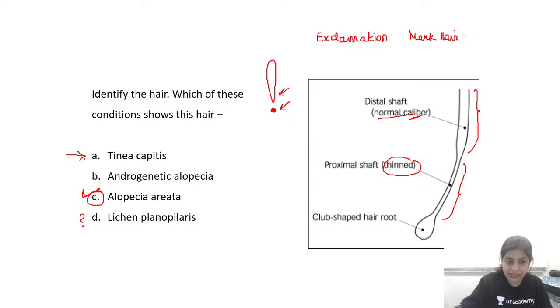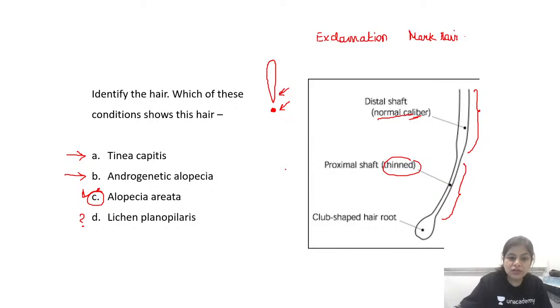So when these fungal elements are present within the hair shaft, they are going to weaken the hair shaft, as a result of which the hair will be broken off at the surface of the scalp. Okay, so you will see it as black dots, and that is why it is called the black dot variant of non-inflammatory tinea capitis.